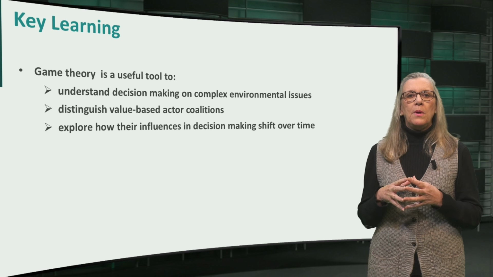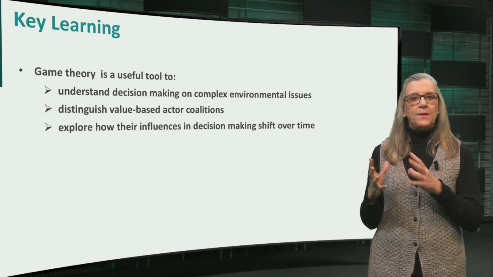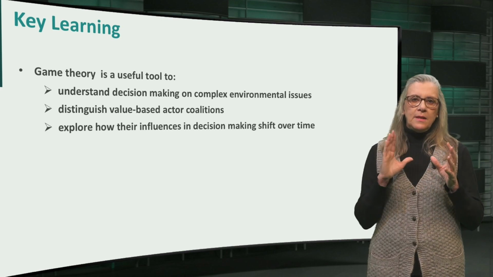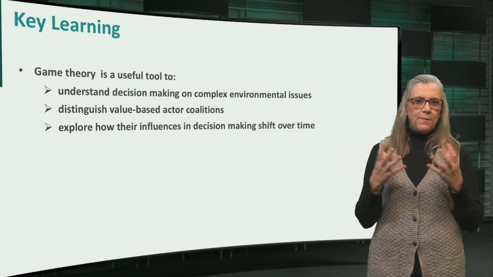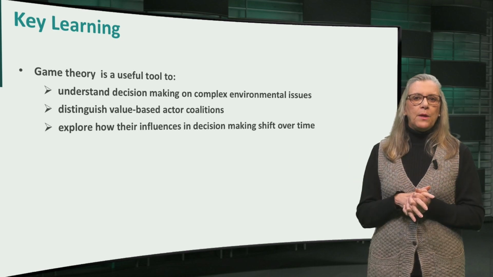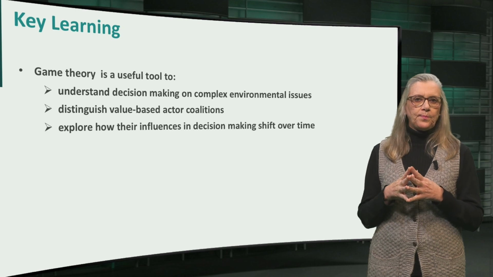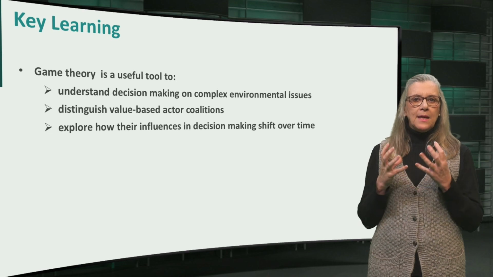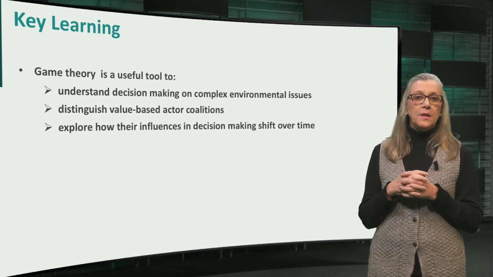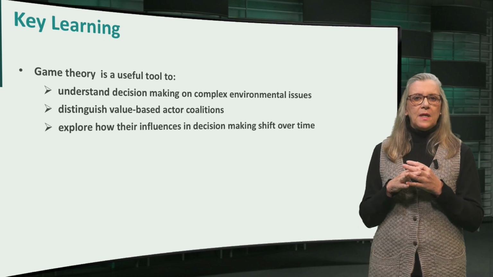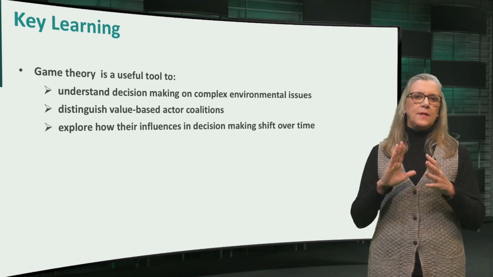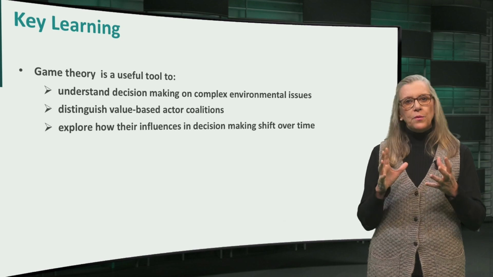So in this example, we have applied game theory using concepts like playing fields, role players, their goals and coalitions, and the decision outcomes to explore something in a real-life situation. But what does this example teach us? So we learn that game theory is a useful tool that we can apply in understanding decision-making on complex environmental issues, especially where a diversity of stakeholders are involved. It also allows us to distinguish value-based actor coalitions and to explore how their influence and decisions shift over time, showing us who is dominant when.